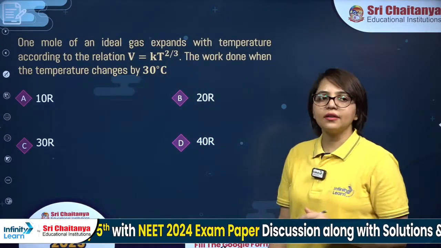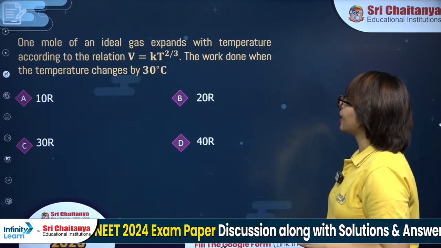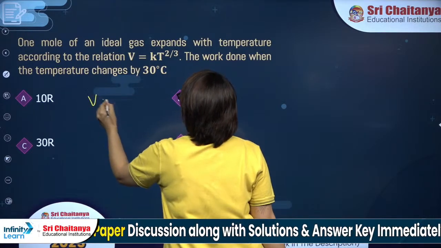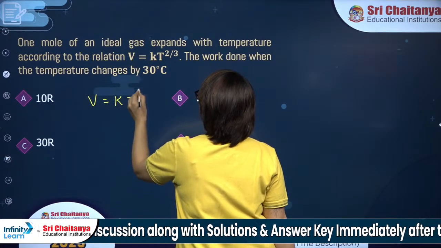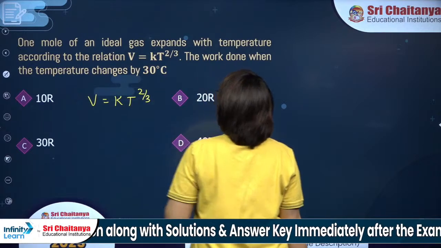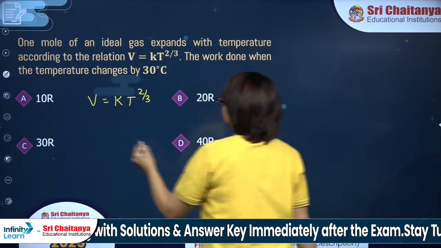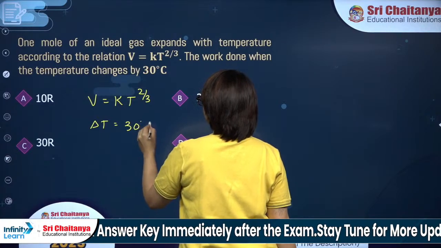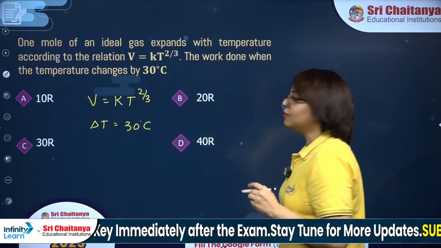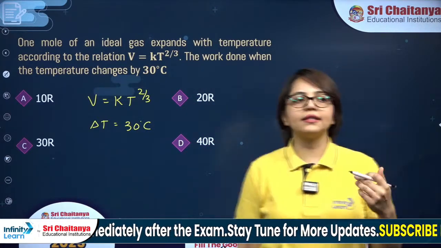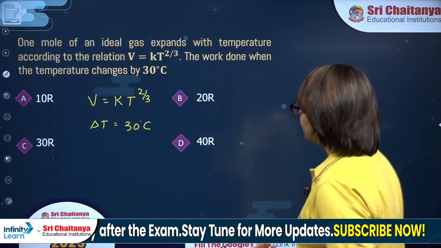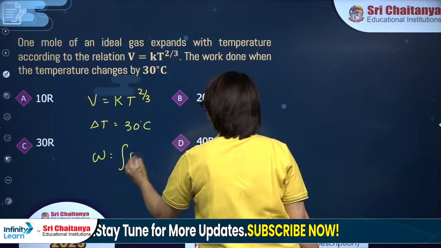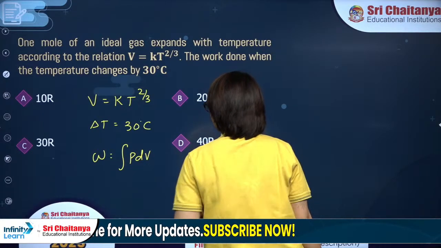First question is, 1 mole of an ideal gas expands with temperature according to the relation V is equal to K times T to the power 2 by 3. The work done when the temperature changes by 30 degrees Celsius is, delta T is 30 degrees Celsius. You have to find the work done when the temperature changes by 30 degrees Celsius. So how do we calculate work done? It is integration of P dV, right?